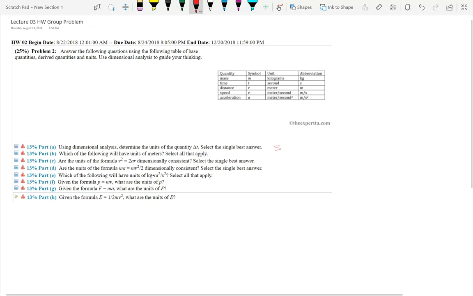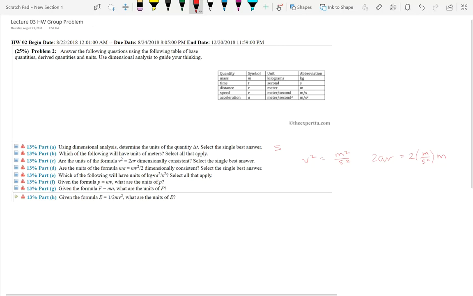For C, so that's meter squared over second squared. Yep, so V squared is equal to meter squared over second squared, and 2AR is equal to 2 times meters per second squared times meters. And so it's also meter squared per second squared. So yes. Now, when it's set up there, use dimensional analysis.